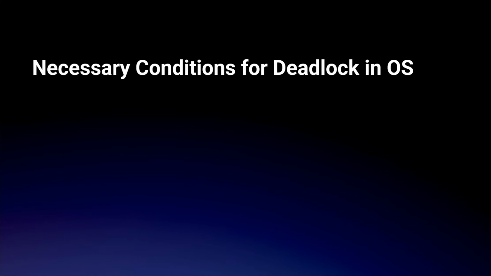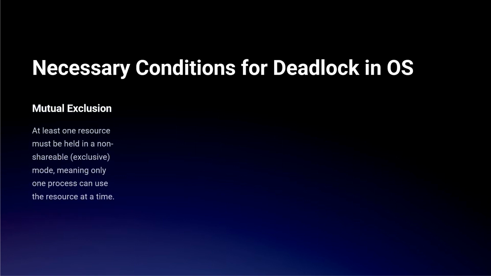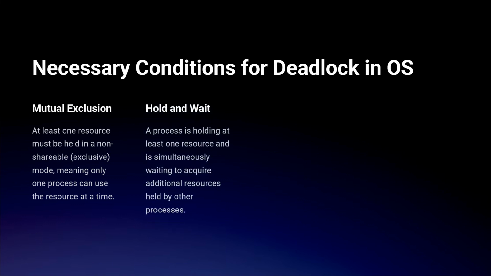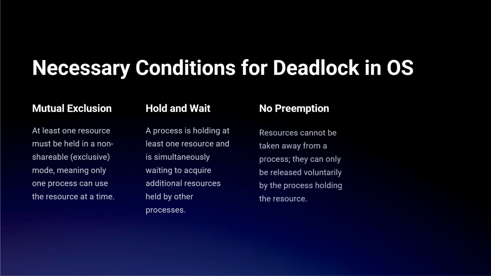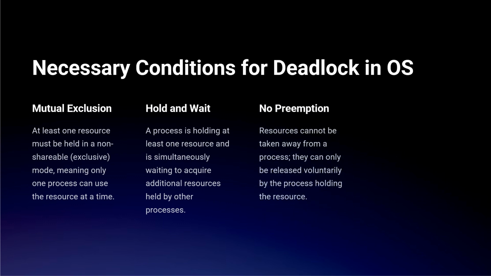For a deadlock to occur, four conditions must be true simultaneously. First, mutual exclusion, where at least one resource is held in a non-shareable mode. Second, hold and wait, where processes holding resources are also waiting to acquire additional resources held by other processes. Third, no preemption, where resources cannot be forcibly taken away from processes and must be released voluntarily.